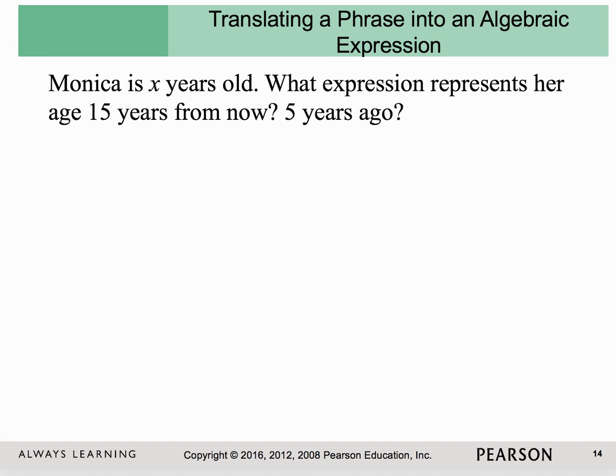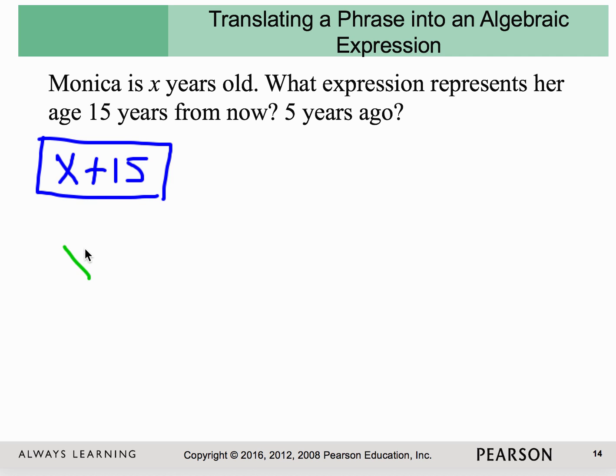Okay, so Monica is X years old. What expression represents her age 15 years from now? This one's a lot easier. If she's X, 15 years from now, you just add 15 to what her age is, right? 5 years ago, right? If she's X now, then 5 years ago is X minus 5.